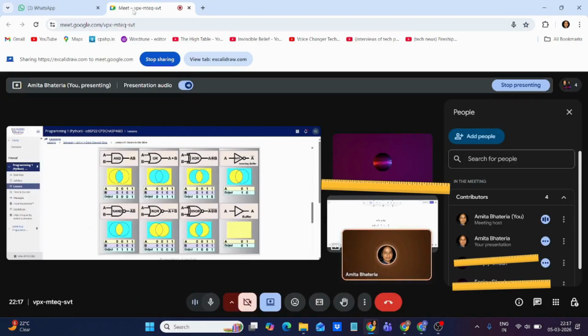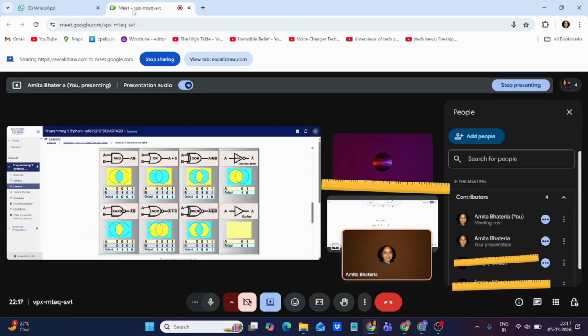Just read for the AND gate and tell me what it is. A is 0 and B is 1, so the output will be 0. Next one: A is 1, B is 0, the output will be 0. A is 1, B is 1, output 1.